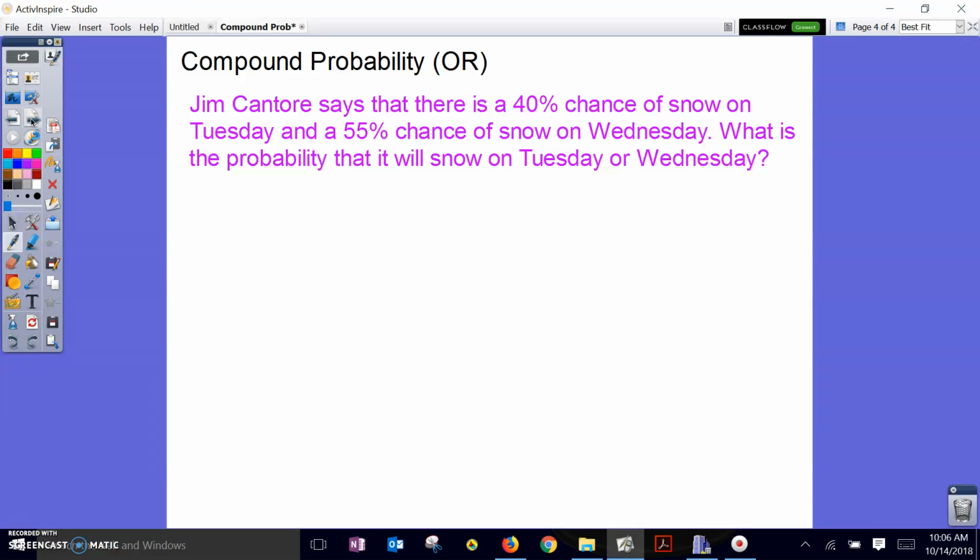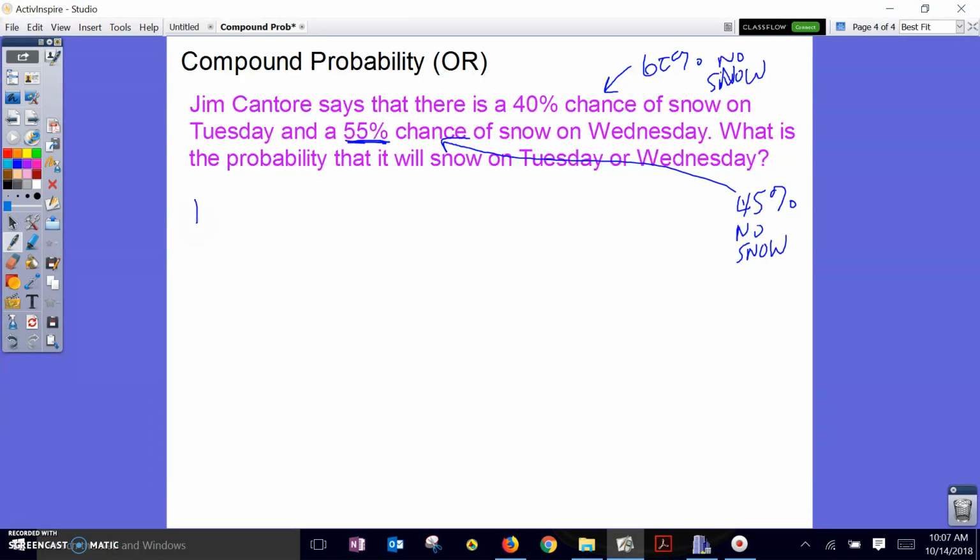Now, with what I talked about at the end of the last example, we know that it has to be at least 55%, but less than 100%. So we know it's somewhere in that window. All right, so if there's a 40% chance of snow on Tuesday, that means that there's a 60% chance of no snow. And if there's a 55% chance of snow on Wednesday, that means that there's a 45% chance of no snow on Wednesday.